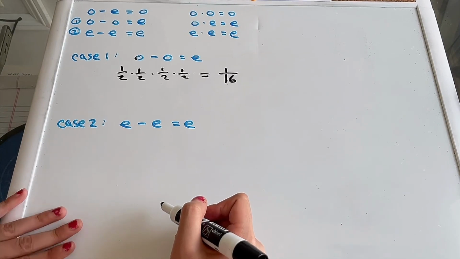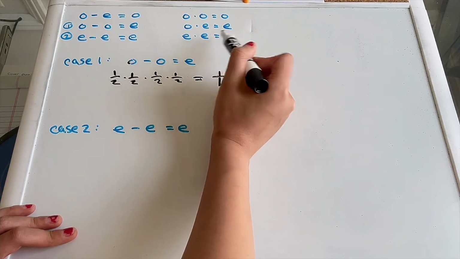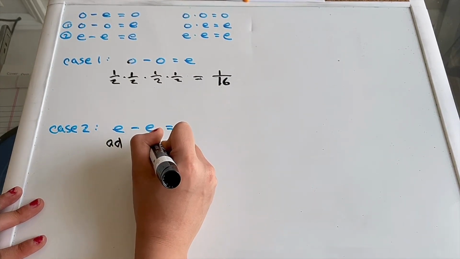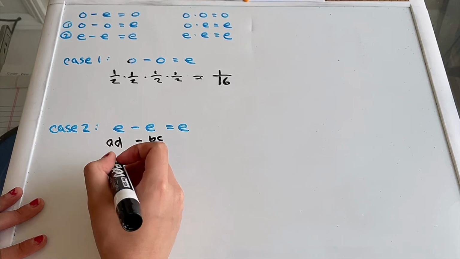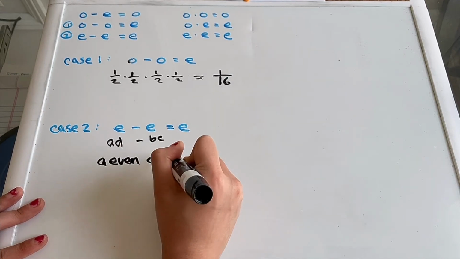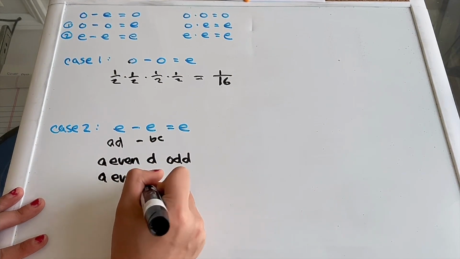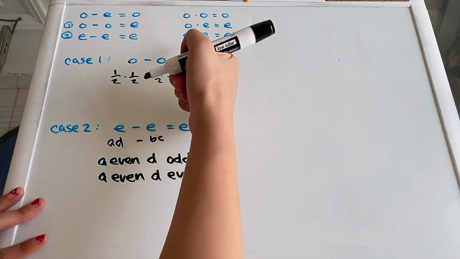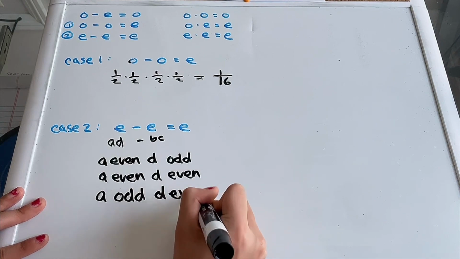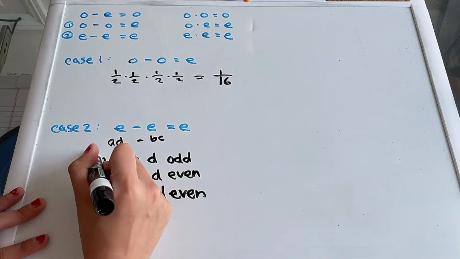Now for the second case, this is a little harder because to get an even number, we can either have an odd number times an even number or an even number times an even number. So this is supposed to be AD minus BC. The chance of AD being an even number: it can be A is even, D is odd for this scenario, or A is even, D is even for the second scenario, or A is odd and D is even for this scenario as well. So these two are from the first scenario, and this one is from the second scenario.